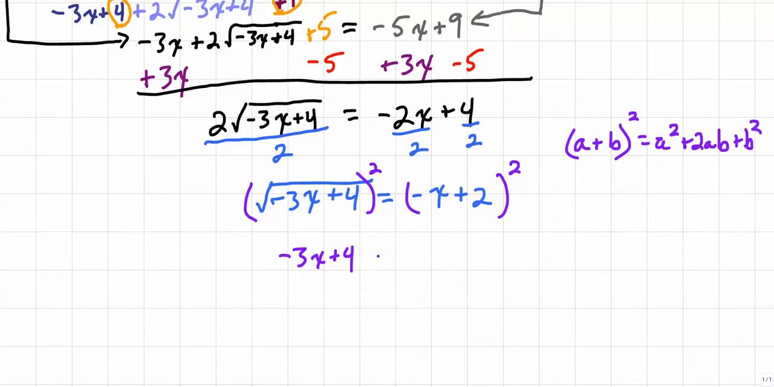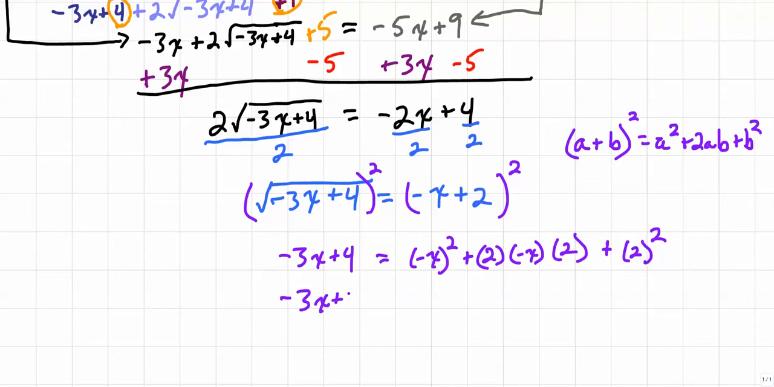So this is equal to, I'm going to have a negative x squared because that's my a squared, plus 2 times a negative x times another 2. And then I'm going to square the 2 and have 2 quantity squared. So I now have negative 3x plus 4 is equal to x squared minus 4x plus 4.